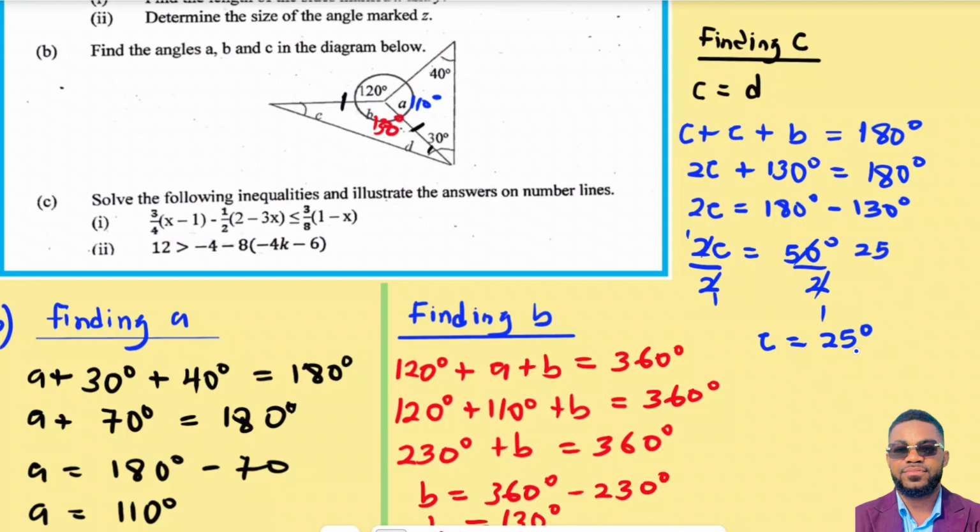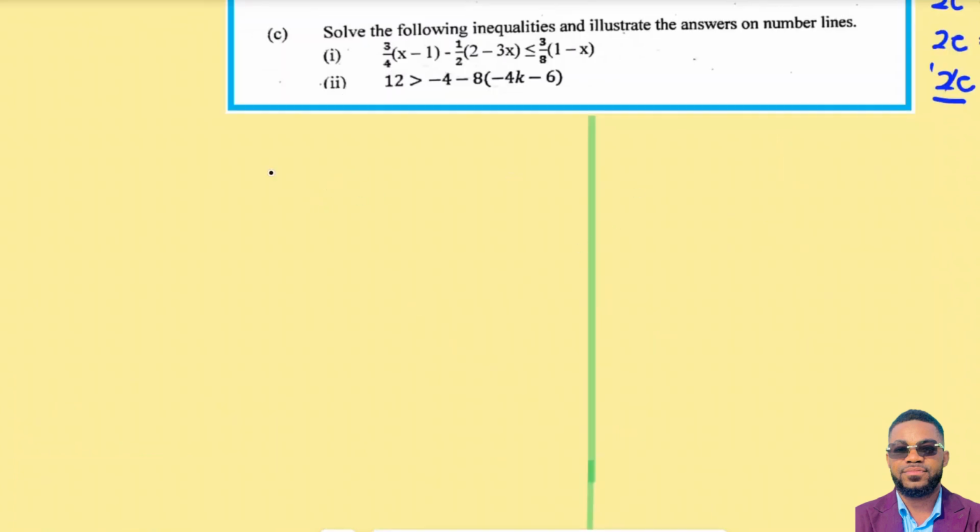Let's get the last two questions solved. So let's get our last question here. That is question 1C. So we begin with the first one, but let me read the preamble. Solve the following inequalities and illustrate the answers on number lines. So we're going to solve them and we put our answers on number lines. So let's begin with the first one.